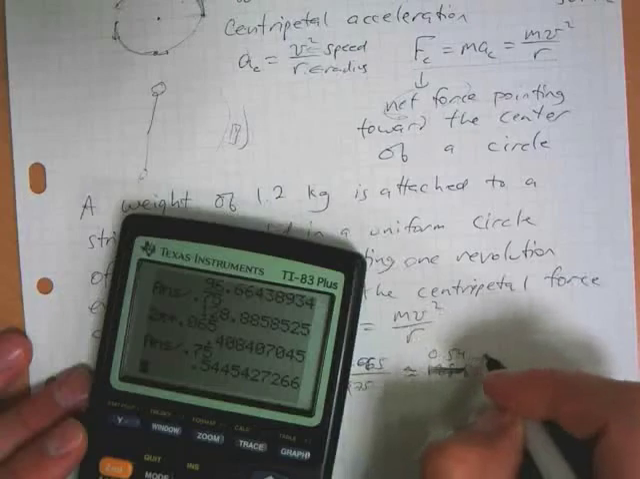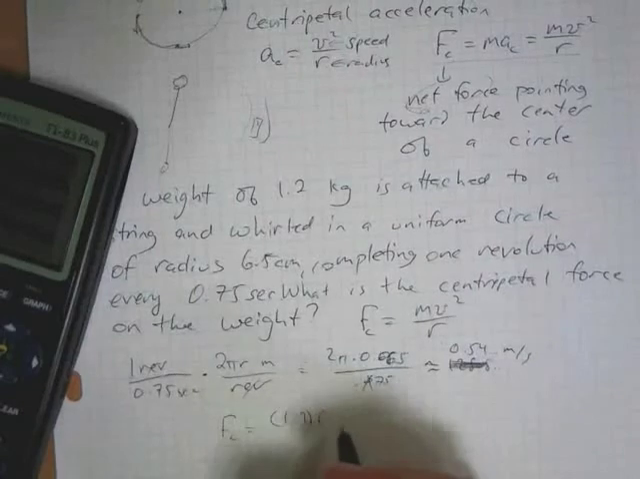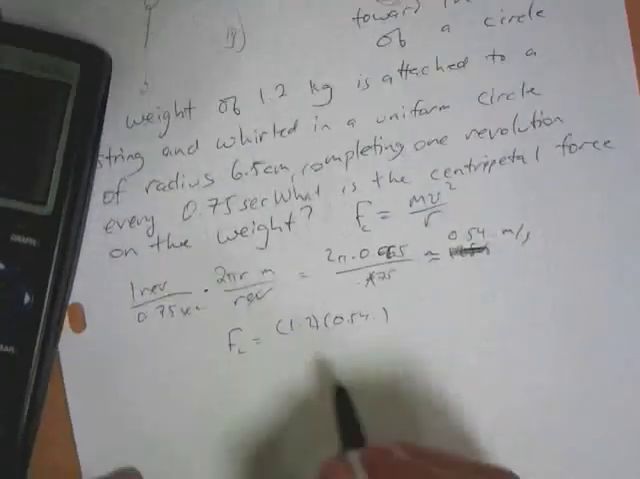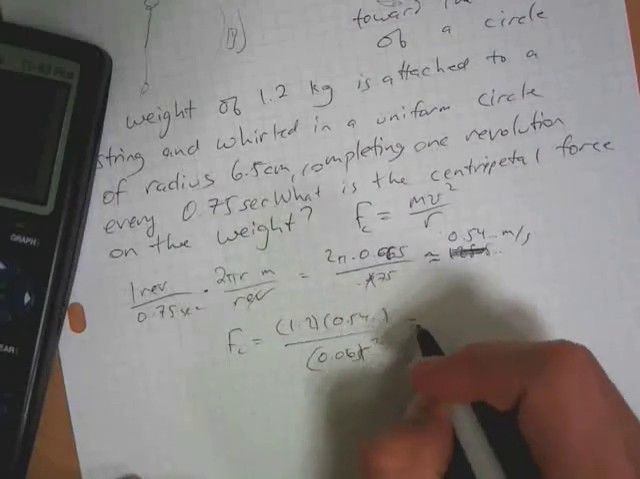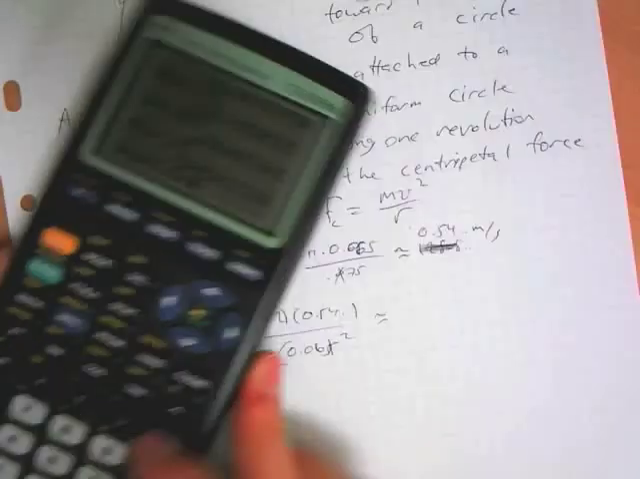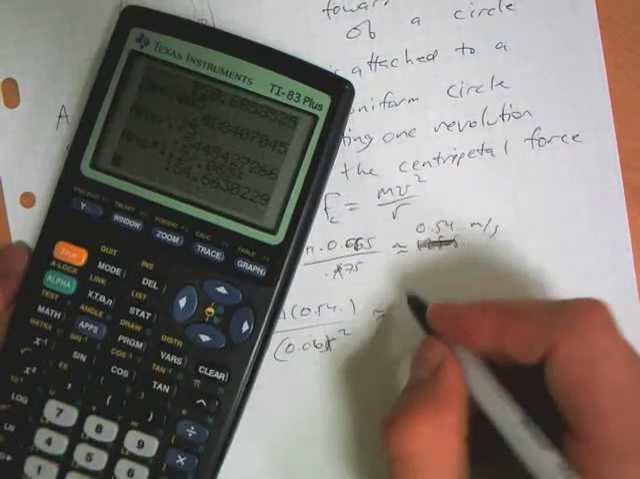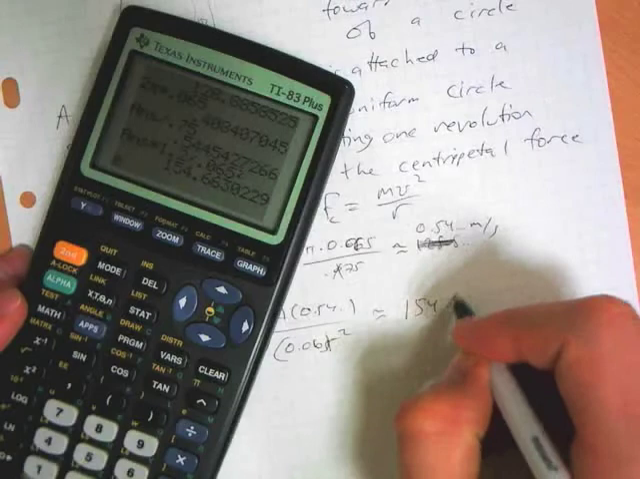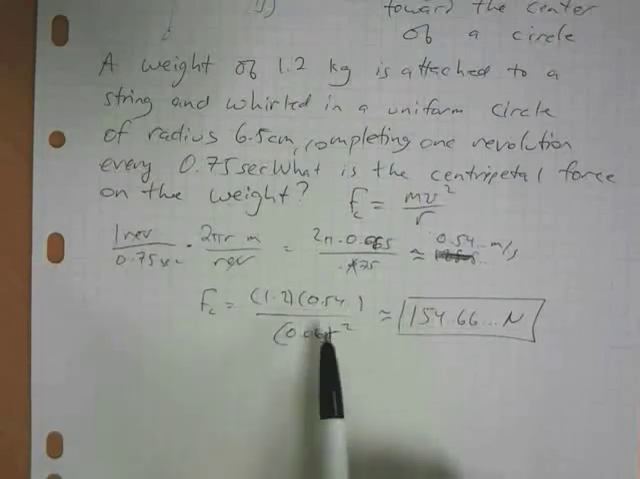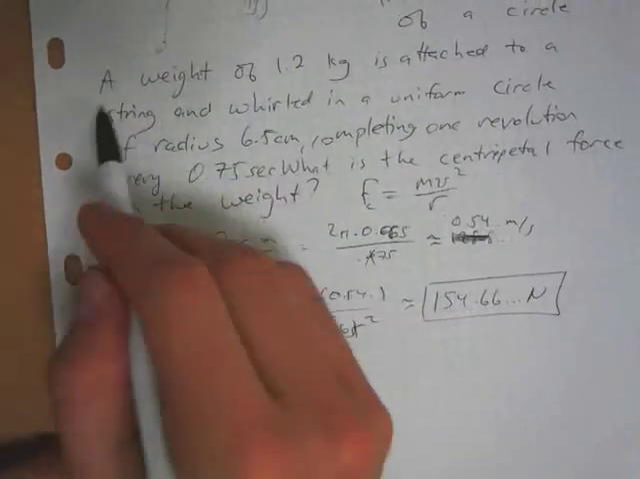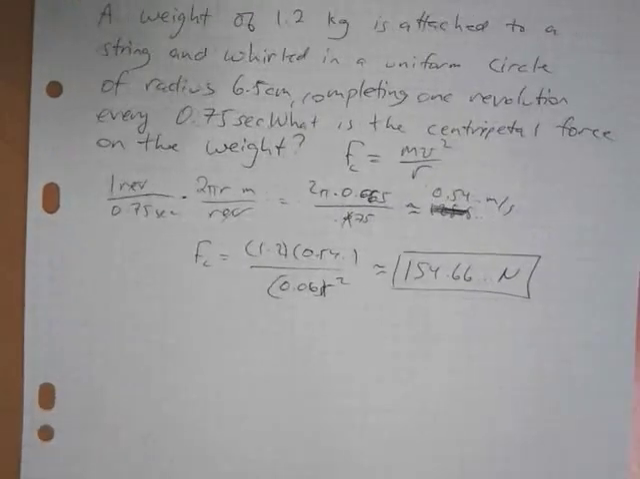So then our centripetal force is 1.2 times that 0.54 squared over the radius 0.065. I punch that in, times 1.2 divided, not 1.5. I'm having calculator issues this morning. It comes out to a centripetal force of about 5.4 newtons. In this case, it's whirled on a string, so that string is probably what's providing this centripetal force. So that's just one example of how we could do a centripetal force problem.